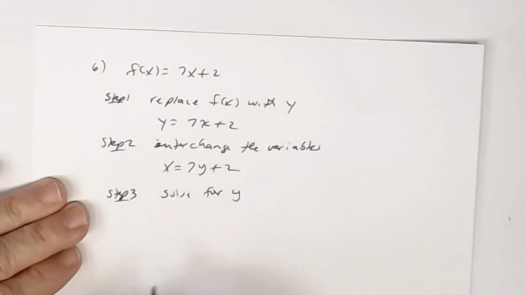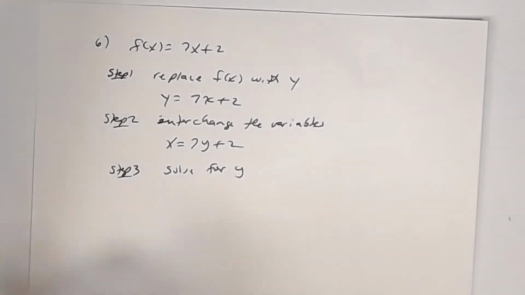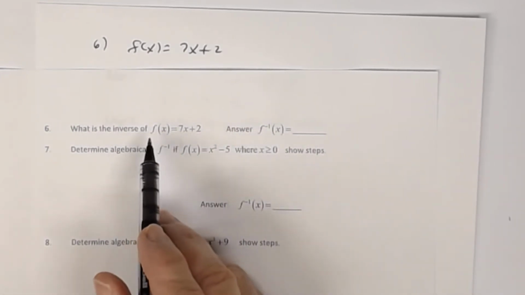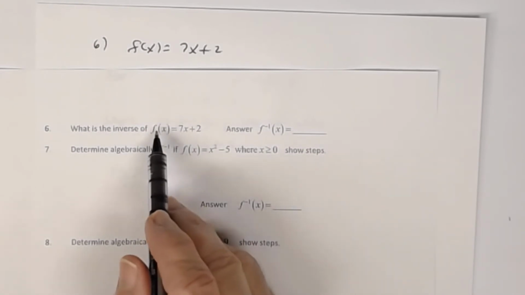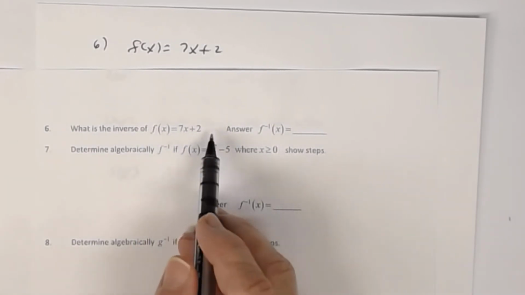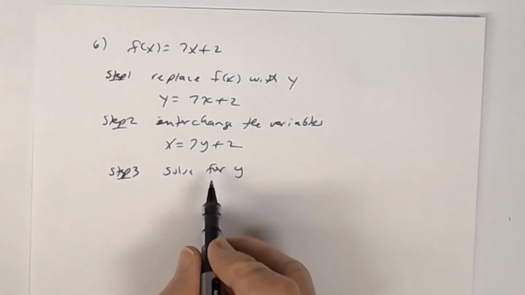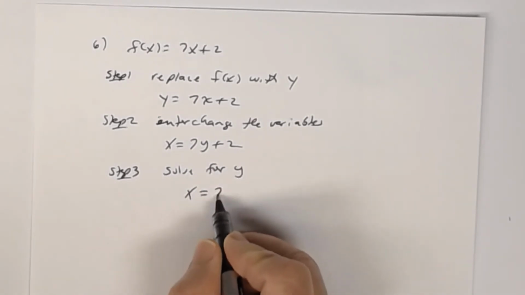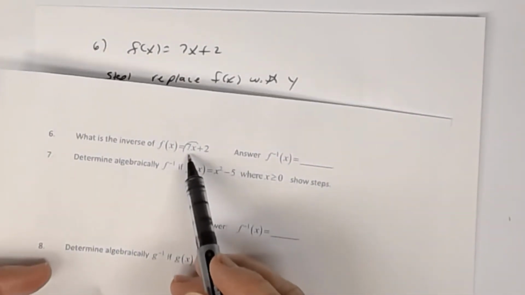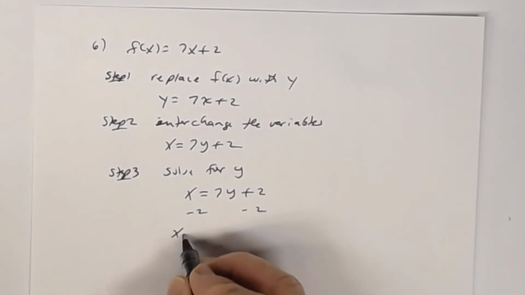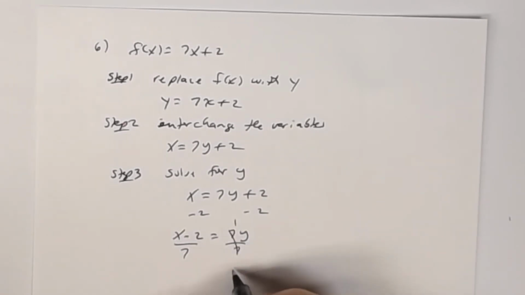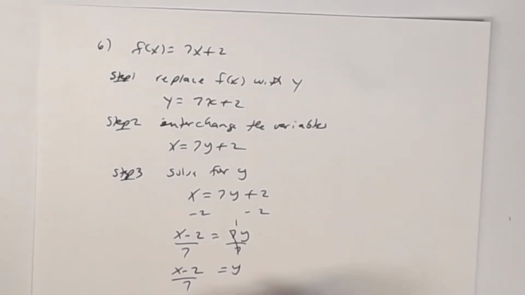Remember when we talked about this, this is a linear function, and linear functions are always easy to figure out the inverse of. This function takes x, multiplies by 7, and adds 2. The inverse does the opposite, so the inverse will subtract 2 and then divide by 7. So I'm going to rewrite this: when I subtract 2, I get x minus 2 equals 7y. And then to get y by itself, you divide by 7. And so you get y equals (x minus 2) divided by 7.